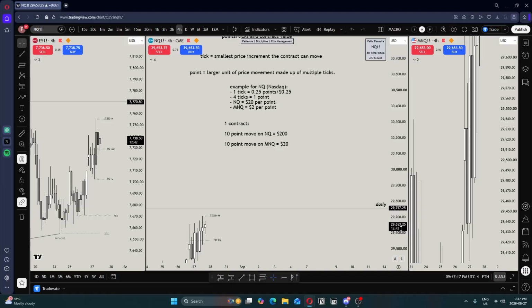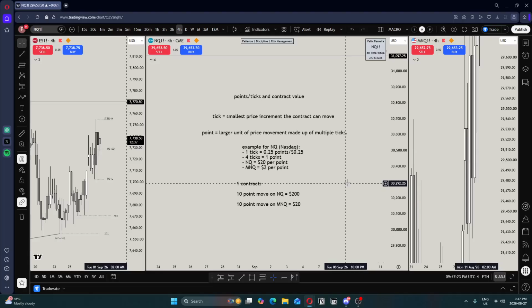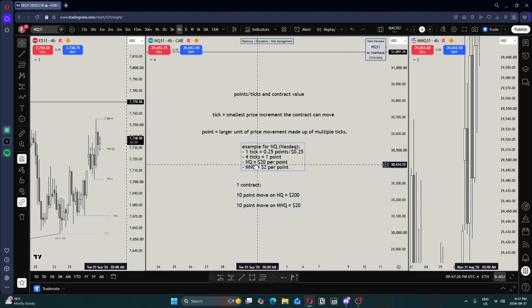A $1 move in this price right here is 1 point. 4 ticks is 1 point, meaning 1 point is $1. In terms of the mini futures contract, each point is $20. On the micro NQ contract, MNQ, each point is worth $2, which is 1/10 of the regular mini contract.